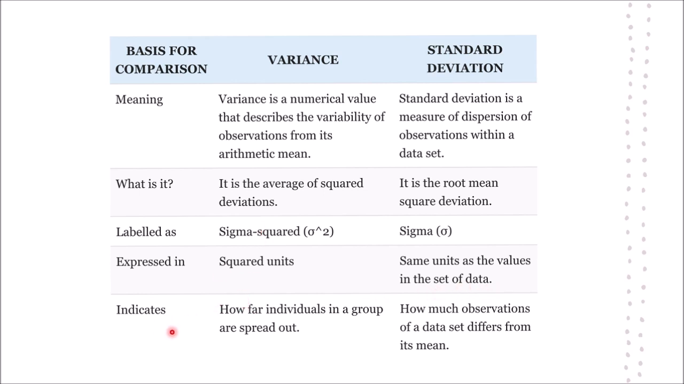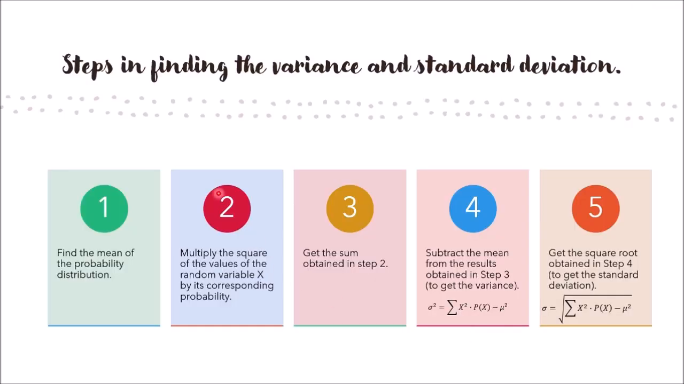And how or what does each indicate? Your variance indicates how far individuals in a group are spread out. And the standard deviation tells how much the observations of a dataset differ from its mean. Basically, your variance is the general information that describes the spread of the members of the dataset, and the standard deviation is the specific range of values from the mean to the other scores in your dataset. Okay, so take a look at the steps in finding the variance and standard deviation.